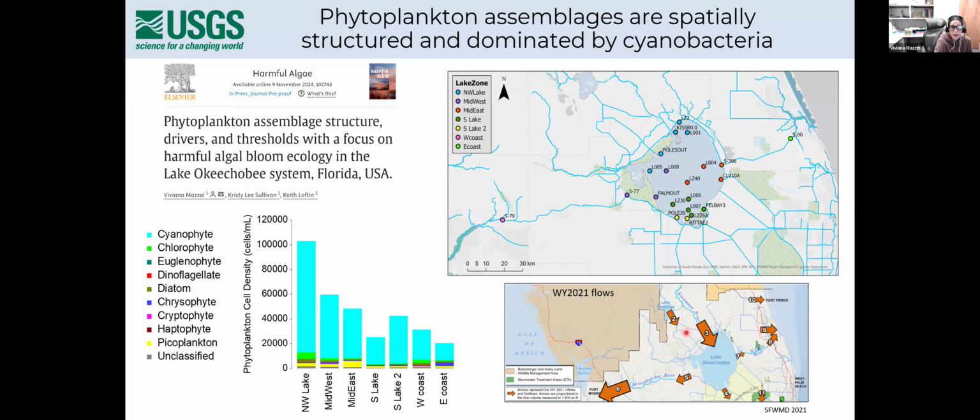And these patterns are thought to be connected to the flow patterns of the lake, where the majority of freshwater inputs are coming from the Kissimmee River, as well as other canals and creeks flowing into this Northwest Lake Zone. And then the greatest outflows are happening out the Caloosahatchee River and through the St. Lucie, but to a lesser extent.